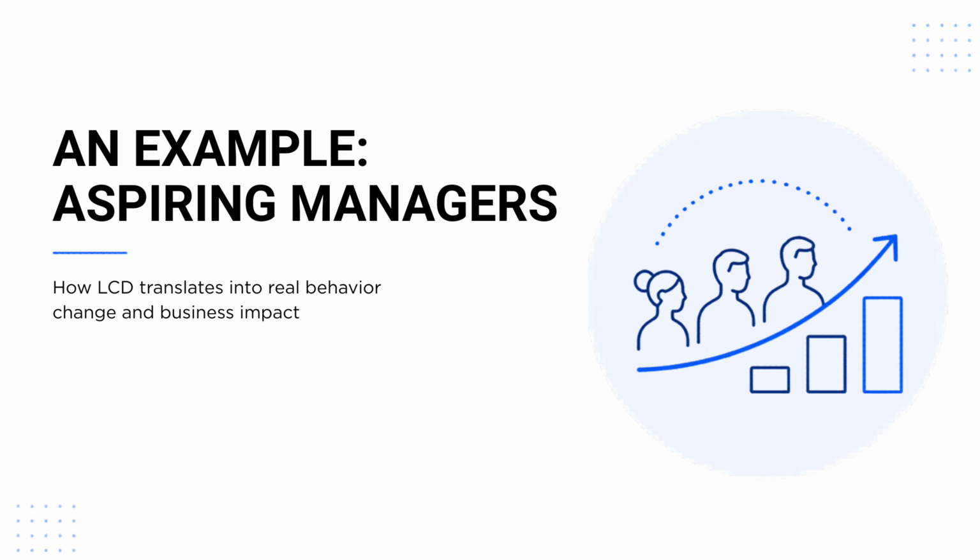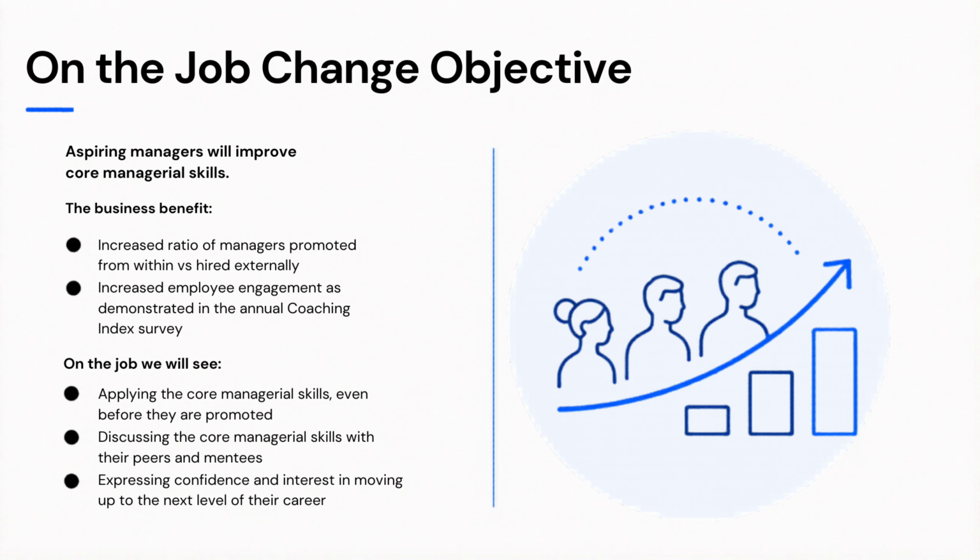Let's break down an example. Here, an organization wanted to build new manager skills. Because we applied the change action, we were able to come up with a clear on-the-job change objective. We identified clear results expected by the business, and we learned that the key was for aspiring managers to apply these skills before they were even promoted.